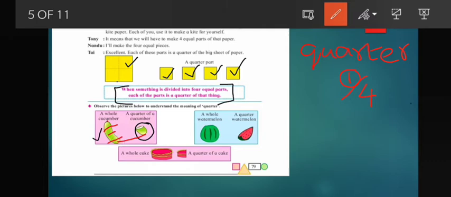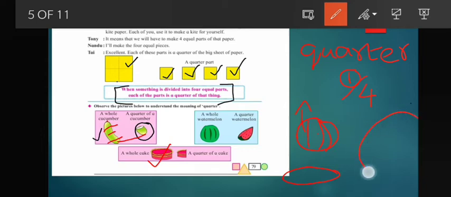Okay, a whole watermelon. See, this is a whole watermelon, but when we cut this watermelon into 1, 2, 3, 4 parts, we are talking about just one part. Okay, a whole cake. Whole means full cake. Okay, and when we cut into 4 pieces.